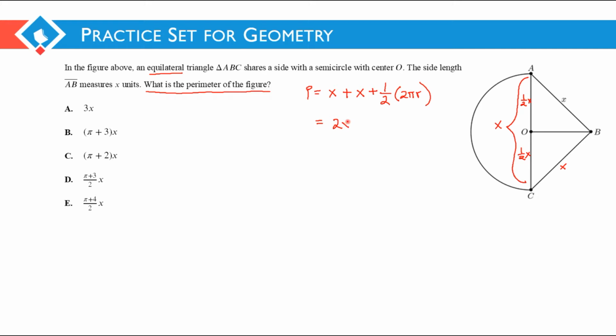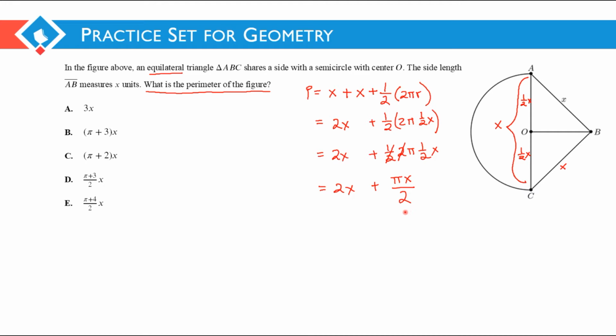So here we get 2x plus, I'm just going to plug it in at this point, 1/2 times 2 times pi times your radius, which is going to be another 1/2 x. All right, and now we can continue simplifying. So this is going to be equal to 2x plus 1/2, I'm just going to open up the parentheses first, so it's going to be 1/2 times 2 times pi times 1/2 x. And that's going to be equal to 2x plus, this 1/2 and 2 are going to cancel, and that's going to leave me with pi times x over 2.